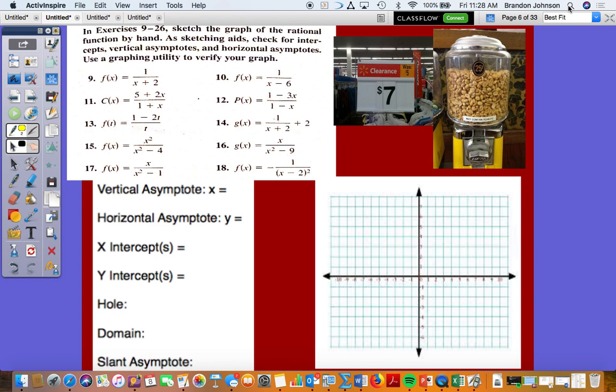Y'all can do it on the boards too if you need to. Say it. That one's it right there. X over X squared. Good.